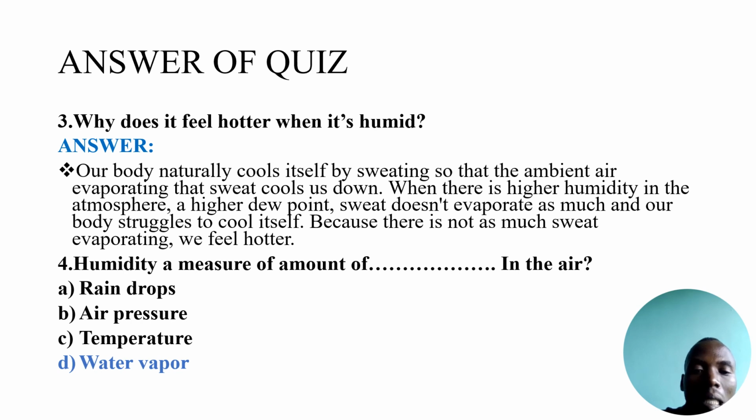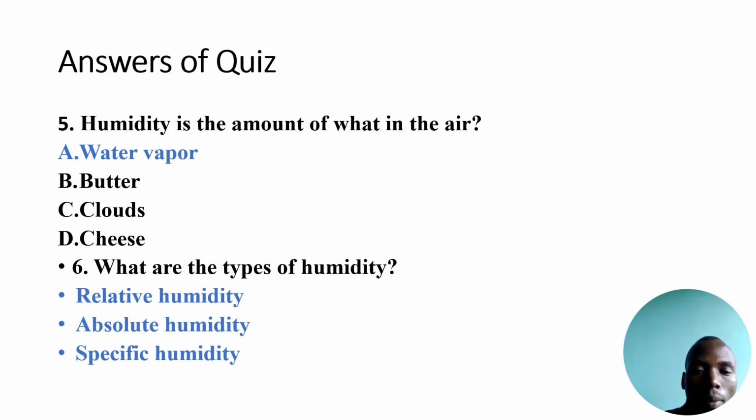The fourth question is a multiple choice question. Humidity is a measure of the amount of water vapor in the air. So the answer is D. The fifth is also a multiple choice question. Humidity is the amount of what in the air? The answer is A, water vapor. The sixth question, what are the types of humidity? So we have relative humidity, absolute humidity, and specific humidity.